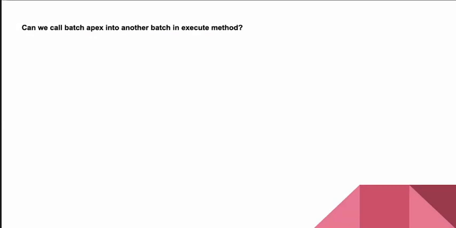Can we call a batch from another batch in the execute method? Yes, we can call batch from batch, but not from the execute method. If we try to call it from the execute method, Salesforce will throw an error that it cannot be called from there. So we can use the finish method, right? Yes, correct.